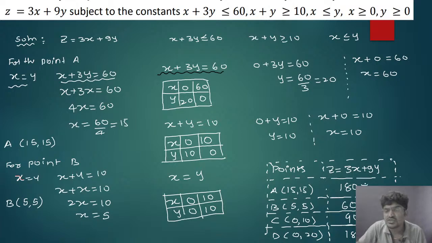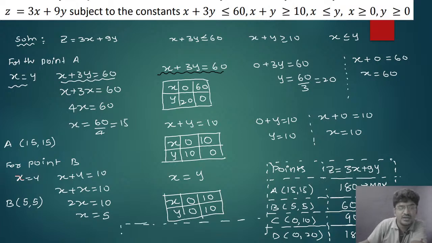Okay. So this is maximum. That is maximum is 180. Minimum is 60. Maximum is 180. Minimum is 60. And finally, you have to write the conclusion.